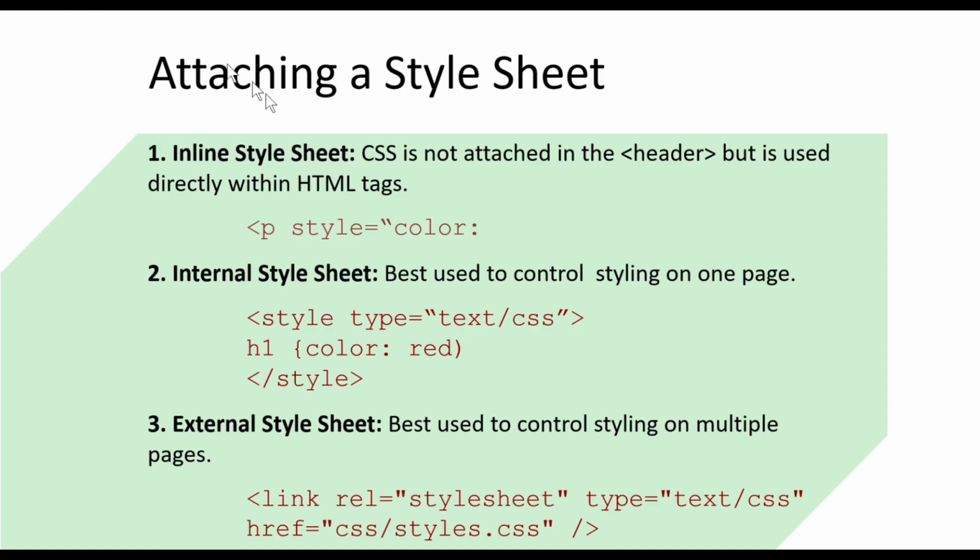These are the three methods we are going to use in CSS for attaching a style sheet. The first one is called inline style sheet. This is style that is in tags. CSS is not attached in the header, but is used directly within HTML tags. In this paragraph tag, we can set an attribute using CSS by setting the color. This is the first way, inline.